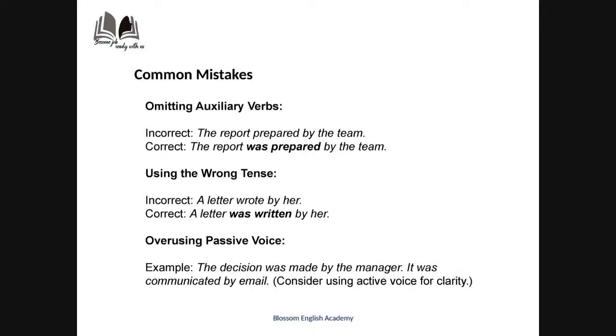Okay, and overusing passive voice to frame sentences that are direct, you're not supposed to use passive voice too much. As we said earlier, active voice brings out the clarity, whereas passive voice doesn't. Right? Look at the example. The decision was made by the manager. It was communicated by mail. So, if you see the first sentence, it kind of looks complicated, right?